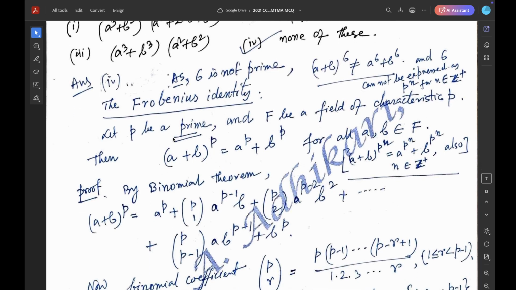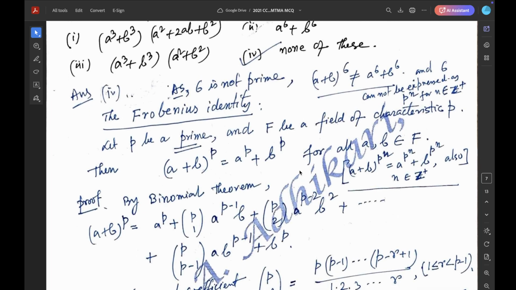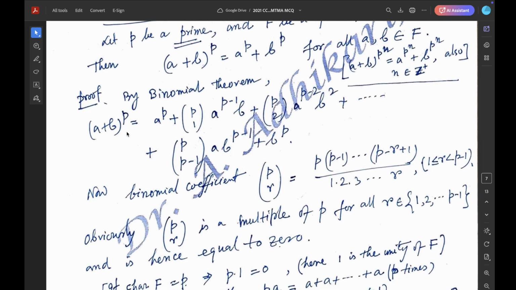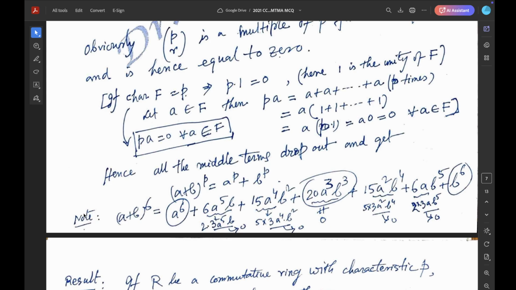So only state this Frobenius identity and write this, and this is the correct explanation. No proof is given there. Note that (a + b)^6, by the binomial theorem, is a^6 + 6a^5 b + 15a^4 b^2 + 20a^3 b^3 + 15a^2 b^4 + 6ab^5 + b^6.